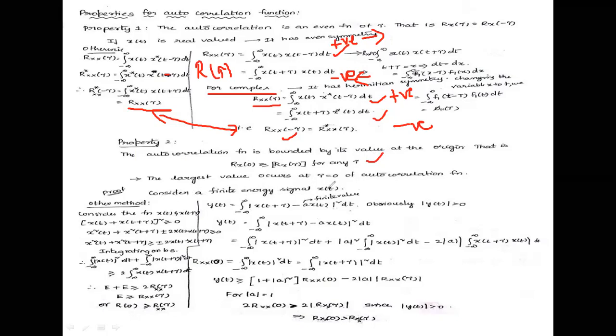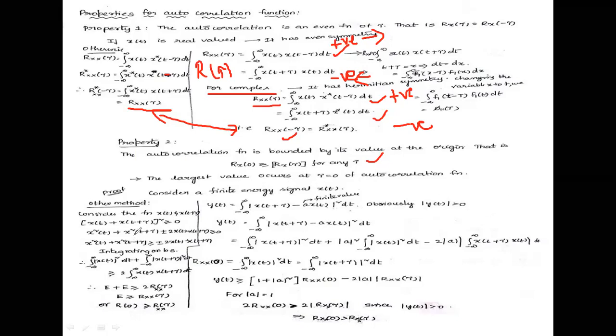Consider a finite energy signal x of t. It is a combination of two signals: x of t plus x of t plus tau. Where is the largest value of the signal? Obviously, if I take the magnitude on both sides of the equation, for the combination of the finite values, the magnitude is greater than or equal to 0.